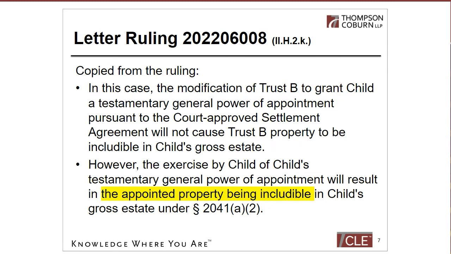Okay, so what else did the ruling say? The modification granted the child the testamentary power of appointment. Basically, the modification will not cause Trust B property to be included in the child's estate. So the modification itself did not cause estate inclusion. However, the exercise by the child of the child's testamentary power will result in the appointed property being includable in the gross estate. So this language here in the ruling makes it look like only the property that actually got appointed by the child would be includable.